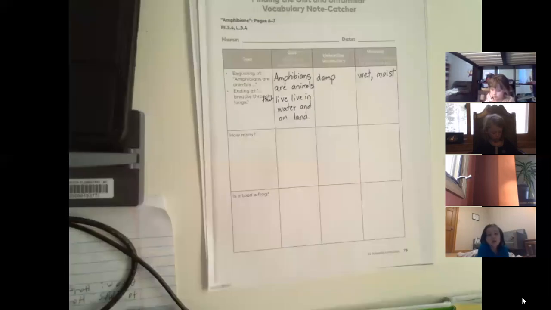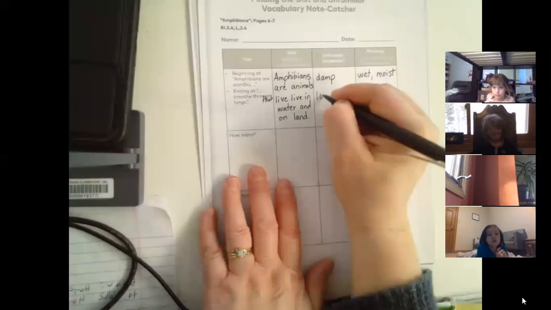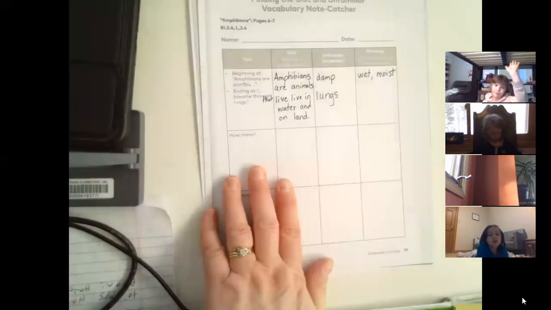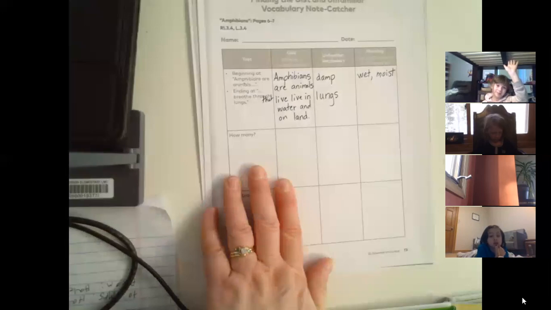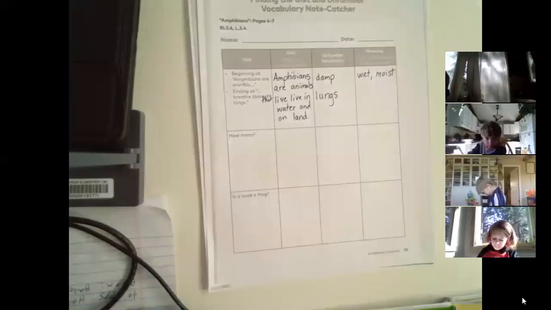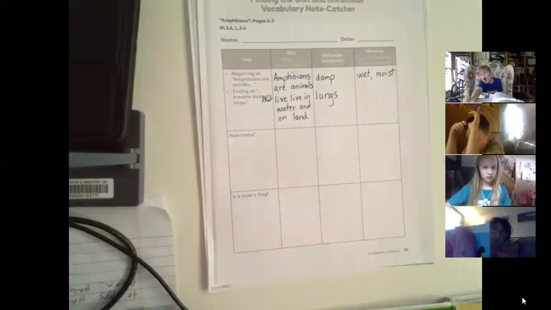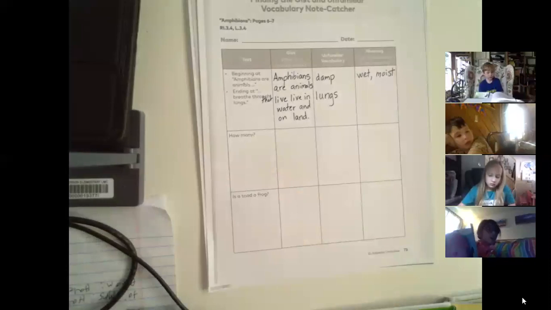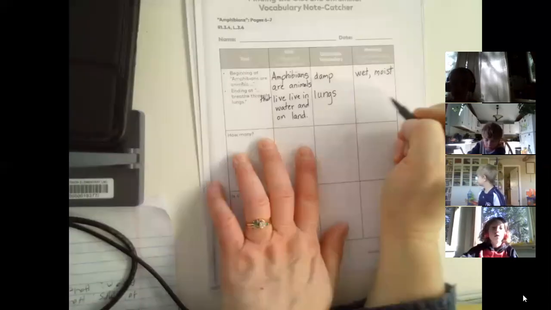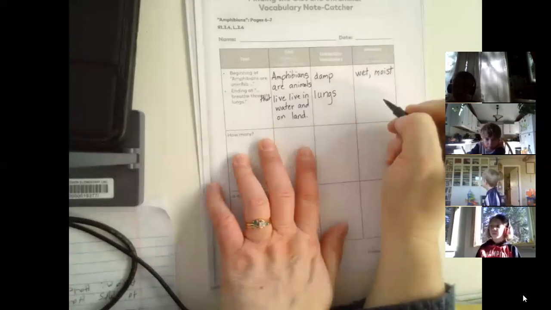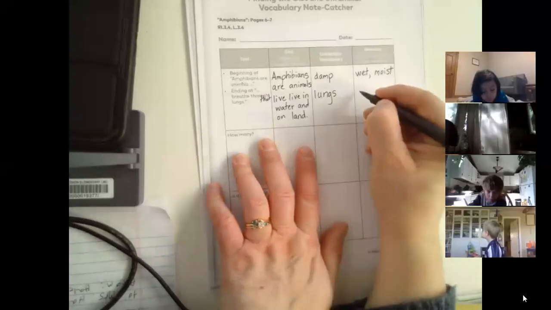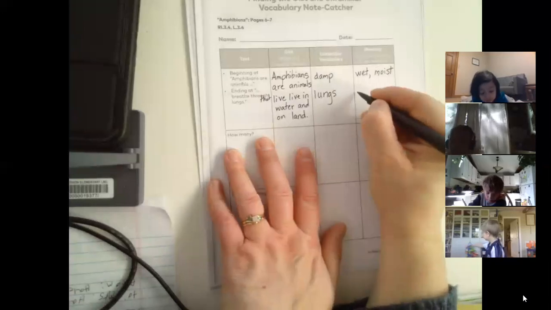How about lungs? If somebody didn't know what lungs meant, what would we maybe say? I know Miss Lila's always got good ideas. Let's see if anybody else can add to our idea. Lungs. What are lungs? A lot of us know what they are, but it's hard to explain. Gavin, what are lungs? They're parts of your body that allow you to breathe air.